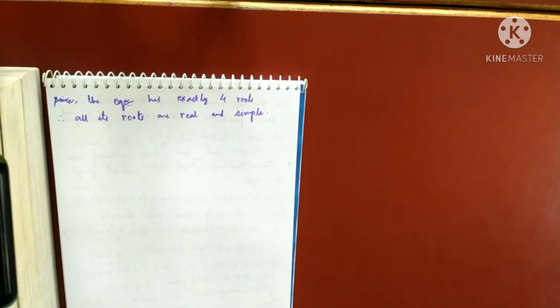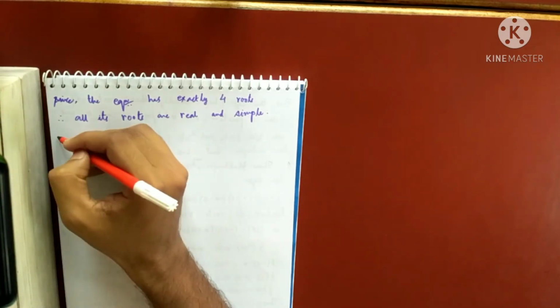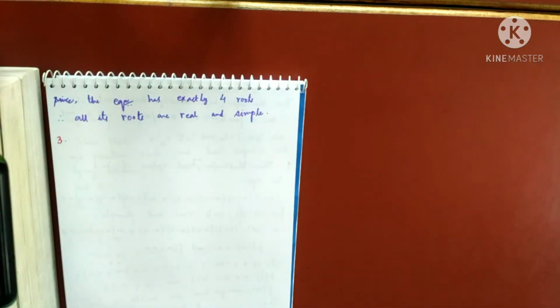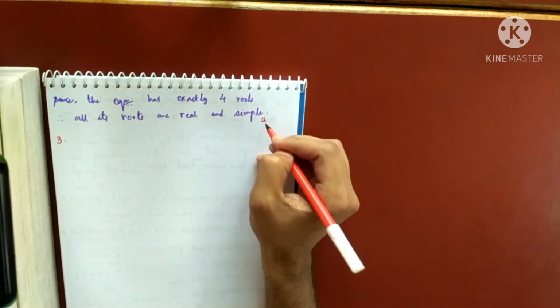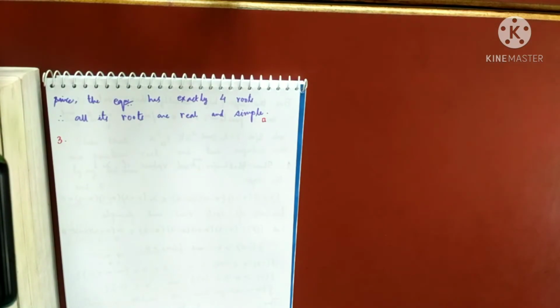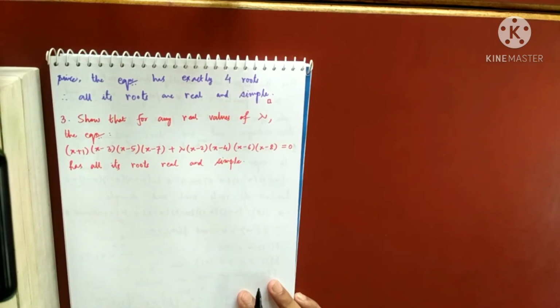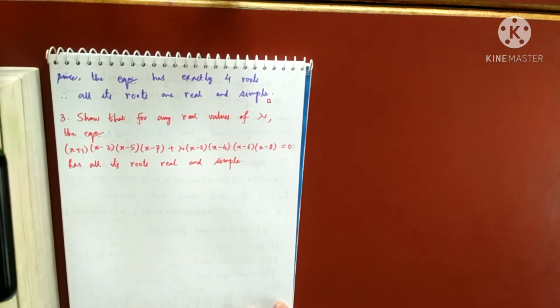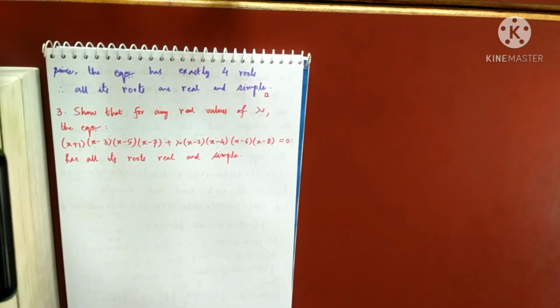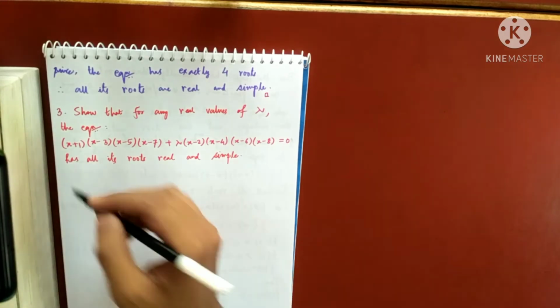Okay, so we have a similar question here. So let me write that question. So this is the proof of the previous one. So let me write another question of similar kind. The same question more or less: show that for any real values of lambda, this equation has got all its roots real and simple. Okay, so again, if you see, the degree of this polynomial equation is what? 4. It is a 4th degree polynomial equation.